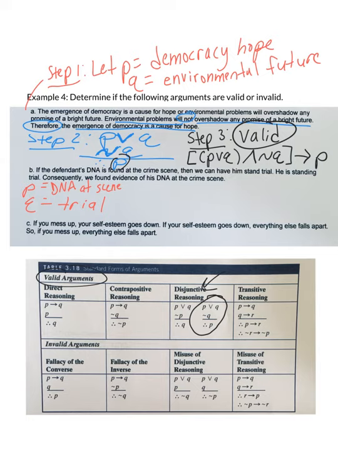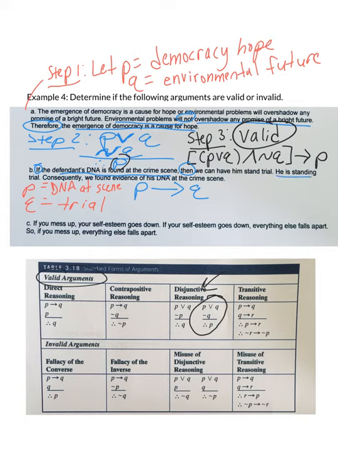Going back to the first sentence, I see if then, so I need the if then arrow. On the if side of the arrow, the defendant's DNA is found at the crime scene was P. Then we can have him stand trial is Q. So the first sentence in symbolic form is if P, then Q.